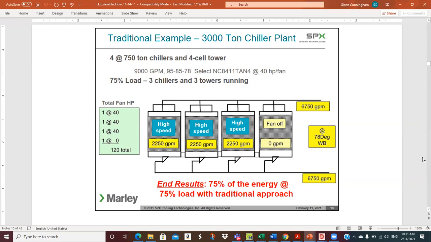Okay. Now, let's say this is a typical August day. It's hot, but it's 85 degrees. It's not our design day. And so our cooling load is 75%. Okay.